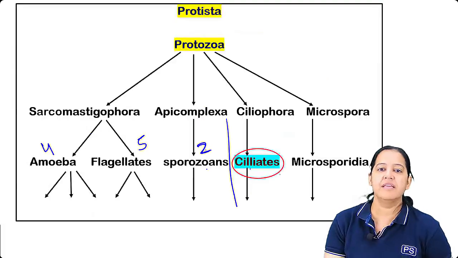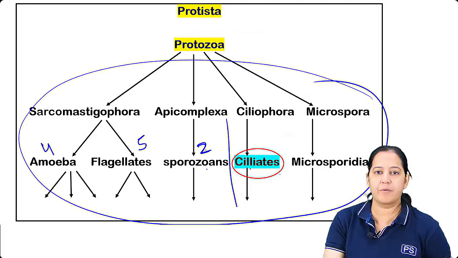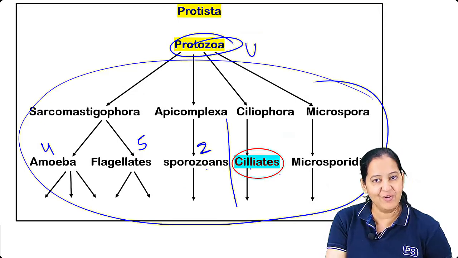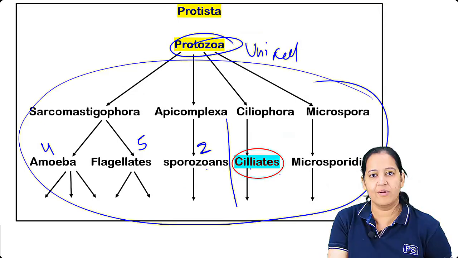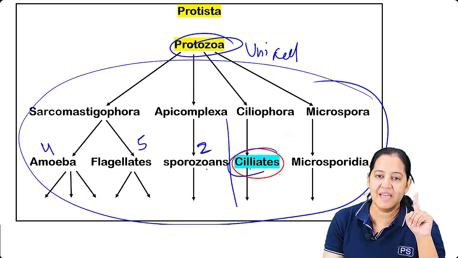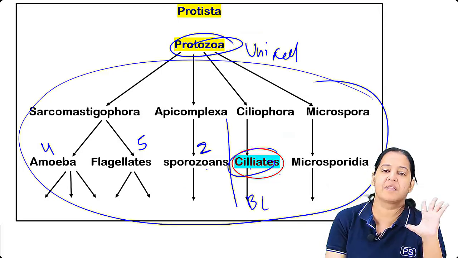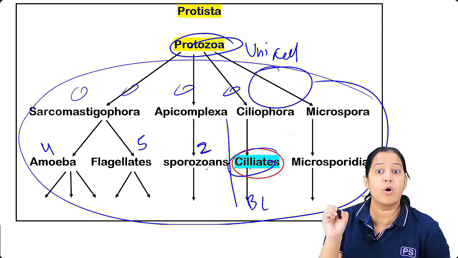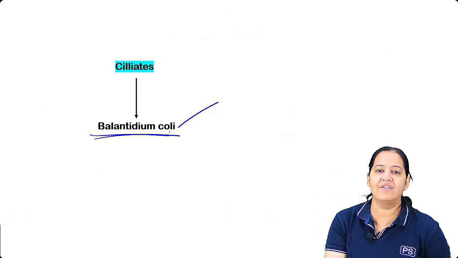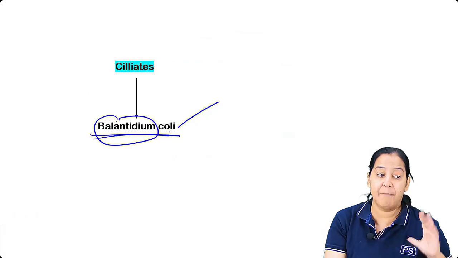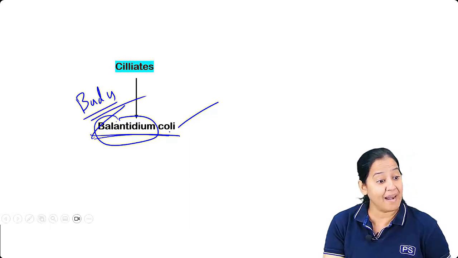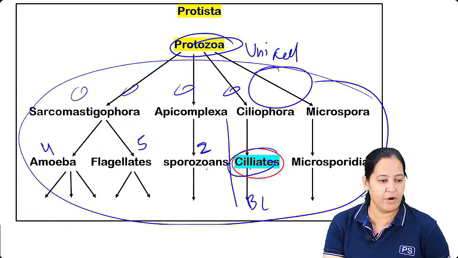Number one, these all are protozoa. What are protozoa, by the way? What is the difference between protozoa and metazoa? Protozoa are unicellular. Metazoa are multicellular. These all are unicellular, but the ciliate is the largest. Balantidium coli is the largest among them. One cell, one cell, one cell, one cell. Among them, which is the biggest? Balantidium coli. B se bada, it's the big brother. I learn it like that: B se bada. Please learn. You will not forget.